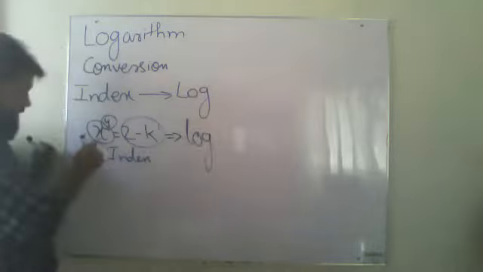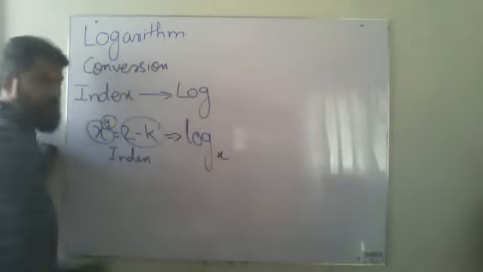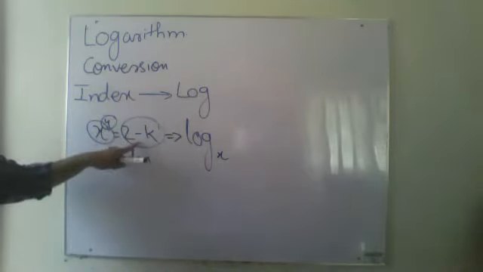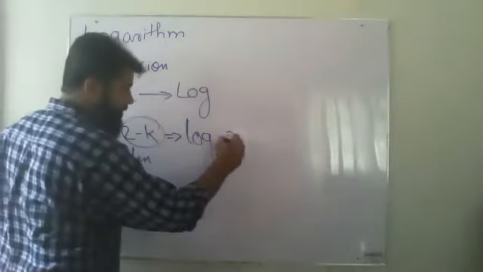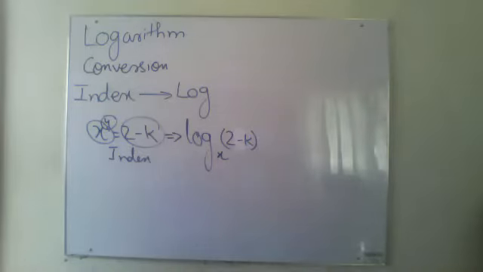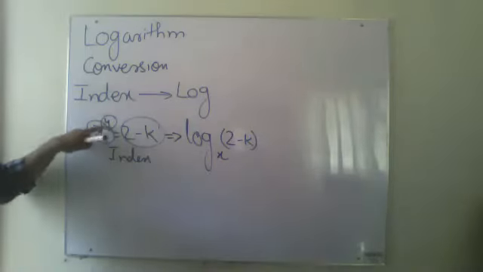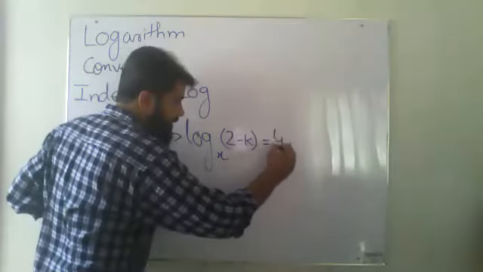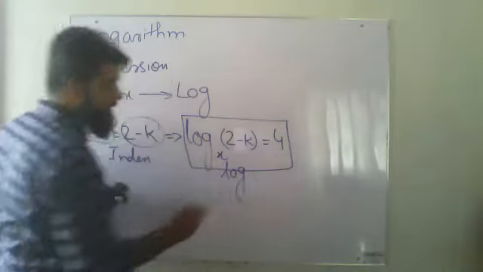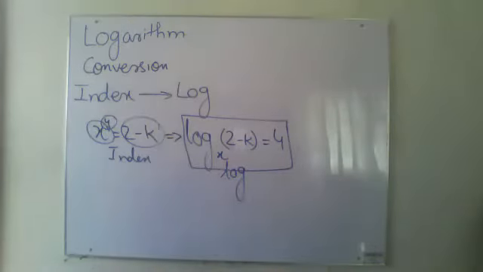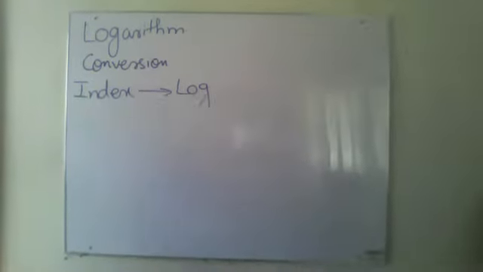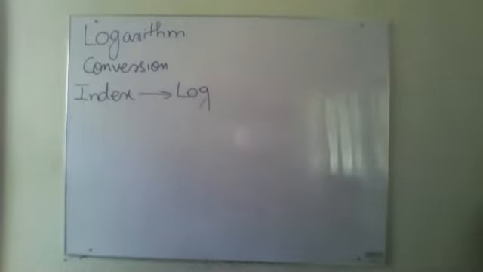Log base x will become the base of log. The answer in the index form will become the multiple of log, and the power which was over here will become the answer of the log equation, and this is how we convert index form into log form.